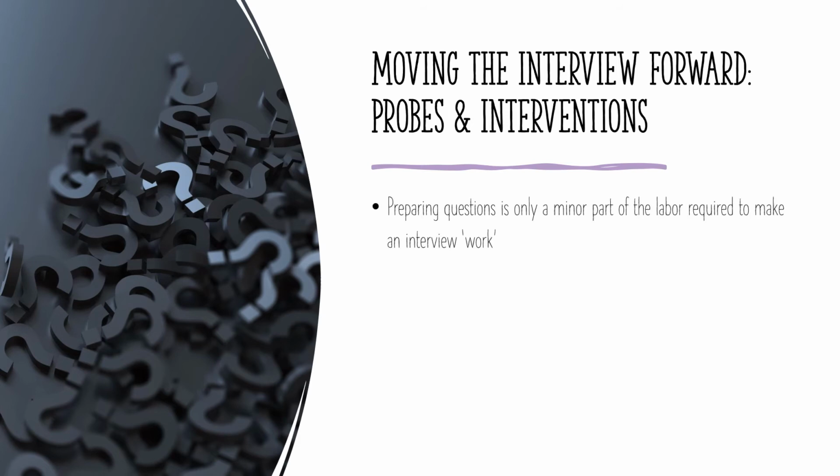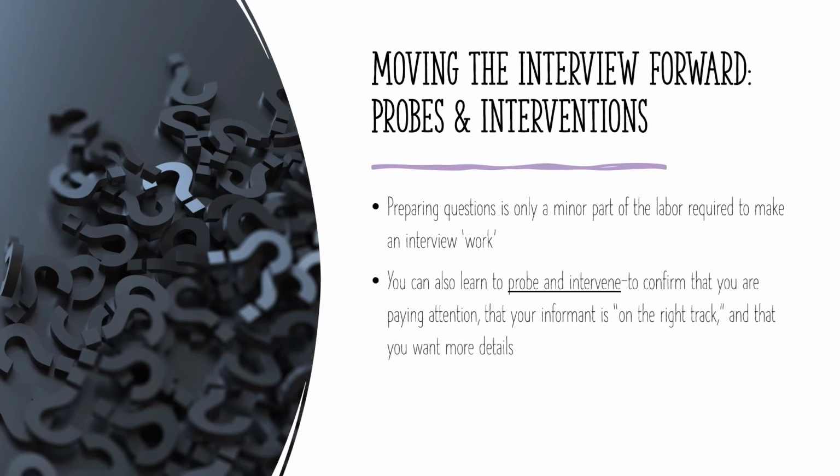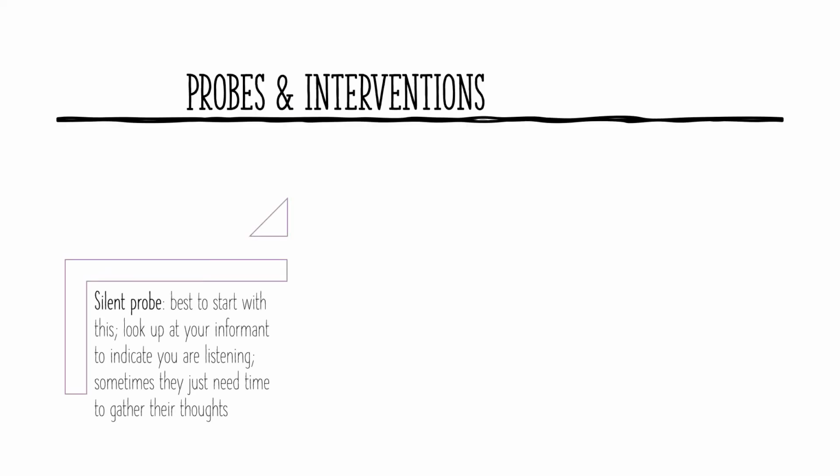Preparing questions is only a minor part of the labor required to make an interview work. You can also learn to probe and intervene to confirm that you're paying attention, that your informant is on the right track, and that you want them to tell you more details. The best probe to start with is the silent probe. Just look up at your informant to indicate that you're still listening, and know that sometimes people just need more time to gather their thoughts.